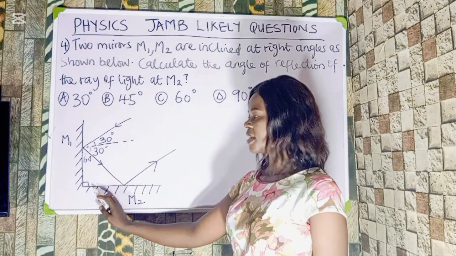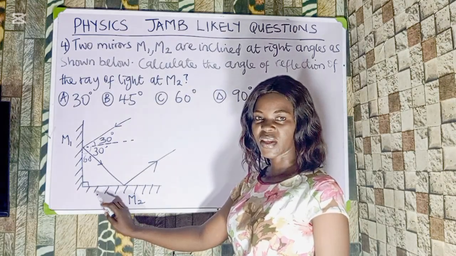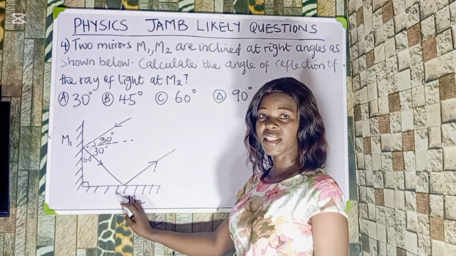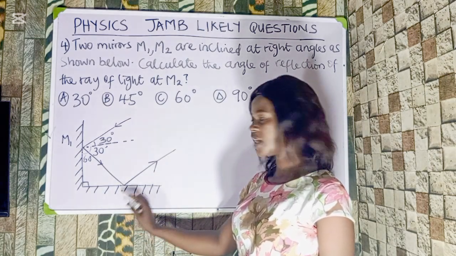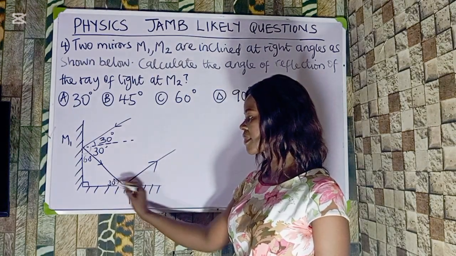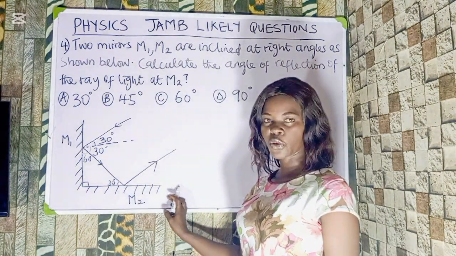Now if this is 90, 90 plus 60 is 150. Now we are left with how many? We are left with 30 to complete 180, right? So the angle here will be 30 degrees, right? And we have gotten to mirror 2.